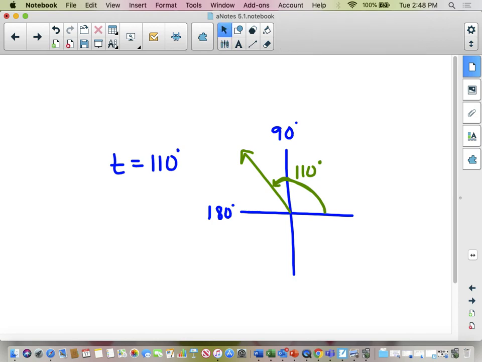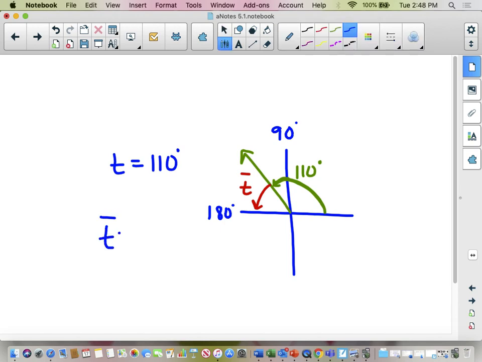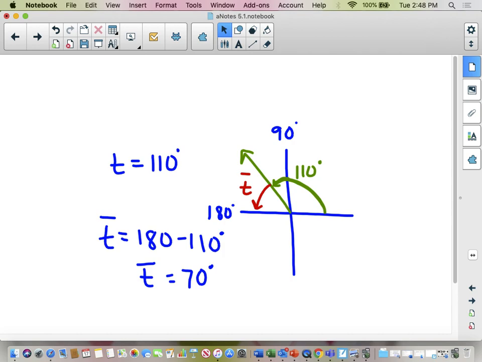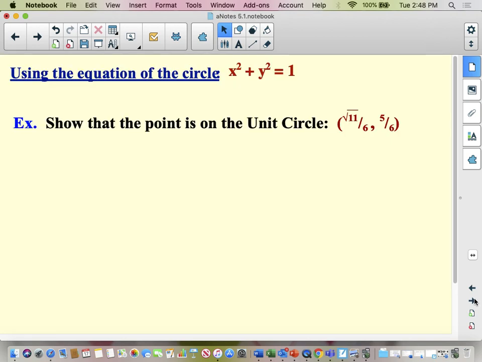So now the remaining to get to 180 is my reference angle. Okay, so again, if this is 110, how much more to get to 180? Well, of course, you can obviously do the math as well. So 180 minus 110, and that reference angle, reference number, reference angle, same thing, is going to be 70 degrees. So there, it's the same way in degrees. All right, on to a little bit more with the unit circle.